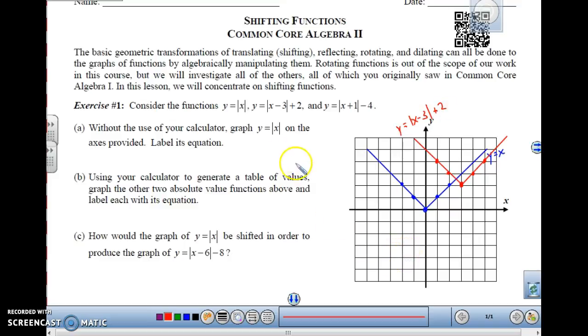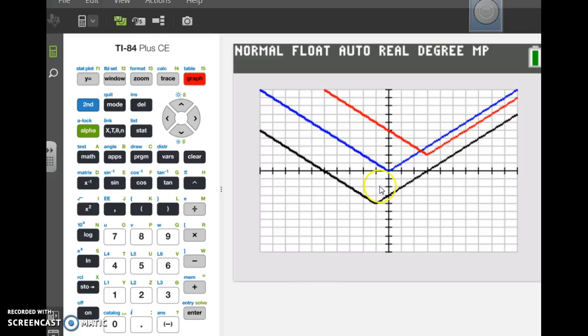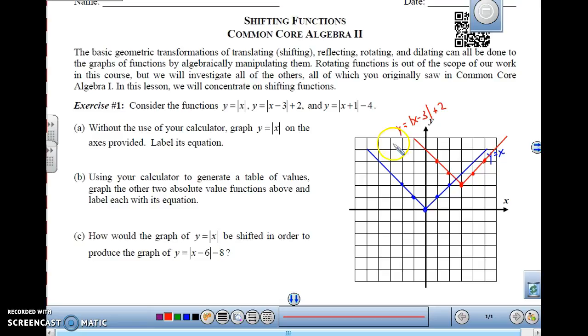Okay, now how did that shift? It went to the right 3 and up 2. So let's look at the numbers here. That went right 3 and up 2. That gives me an idea. Let's look at the other graph, the black one. From the blue graph to the black graph, we went to the right 1 and 1, 2, 3, 4, down 4. Let's see if that works.